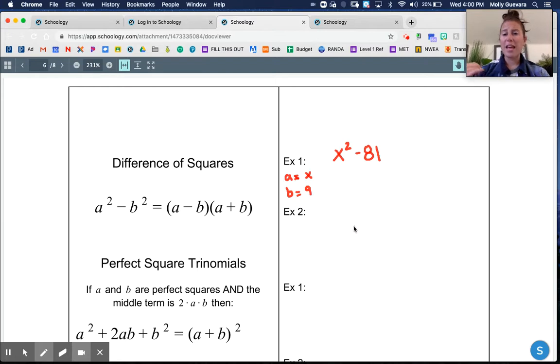The other thing that has to be true is this has to be a minus. If this was a plus, you would not be able to factor this, okay? It has to be a minus, and that's so important right here. This has to be minus. So it has to be subtraction.